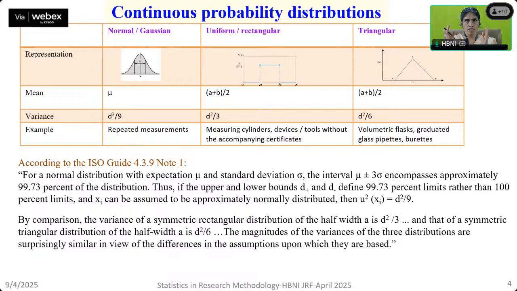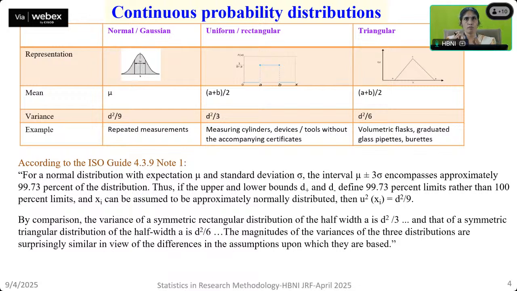Similarly, for a rectangular distribution having the half width of around d on either side, you will see that the variance will be d square by 3. Corresponding standard deviation will be d by root 3. If you are to normalize with respect to the Gaussian curve for the other two, the variance is to be taken care of in this way.